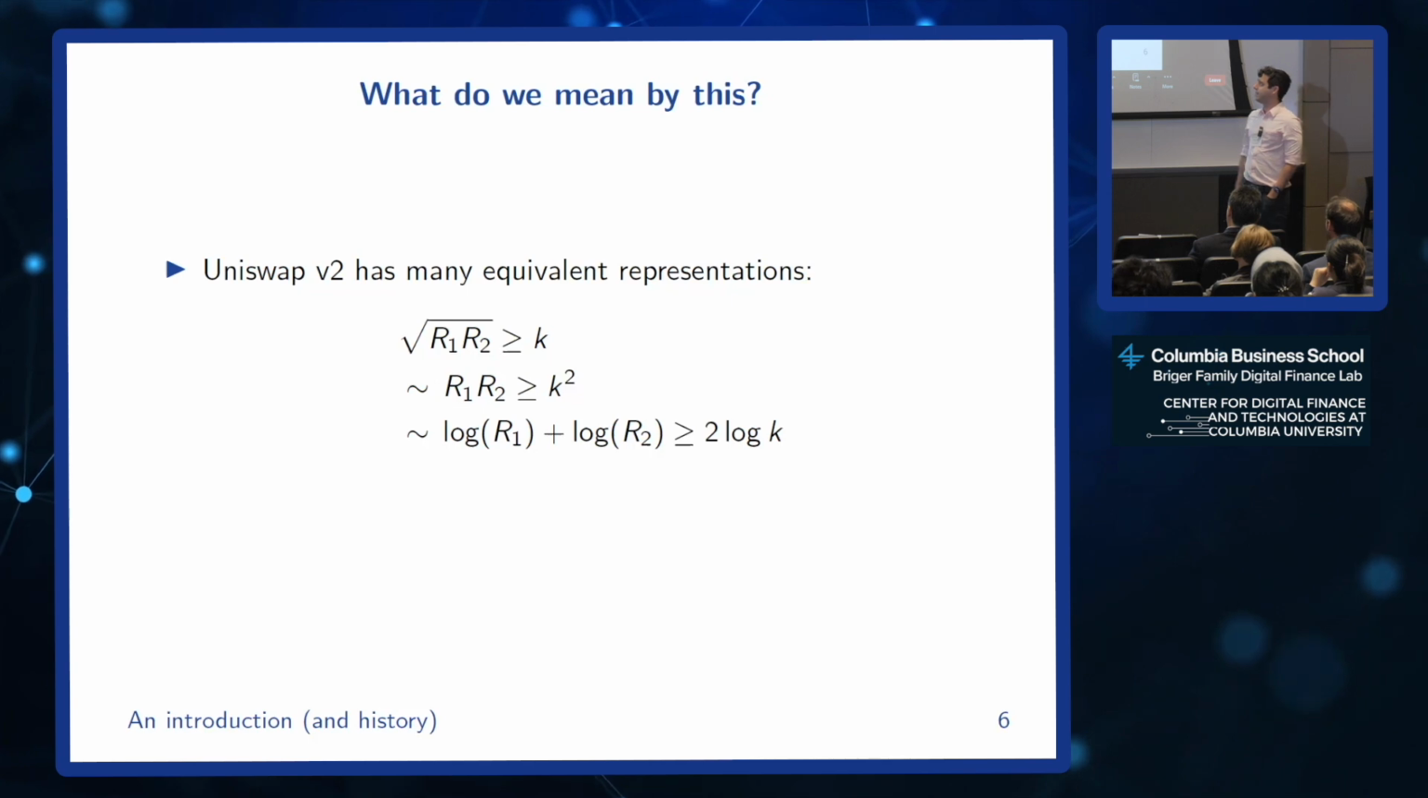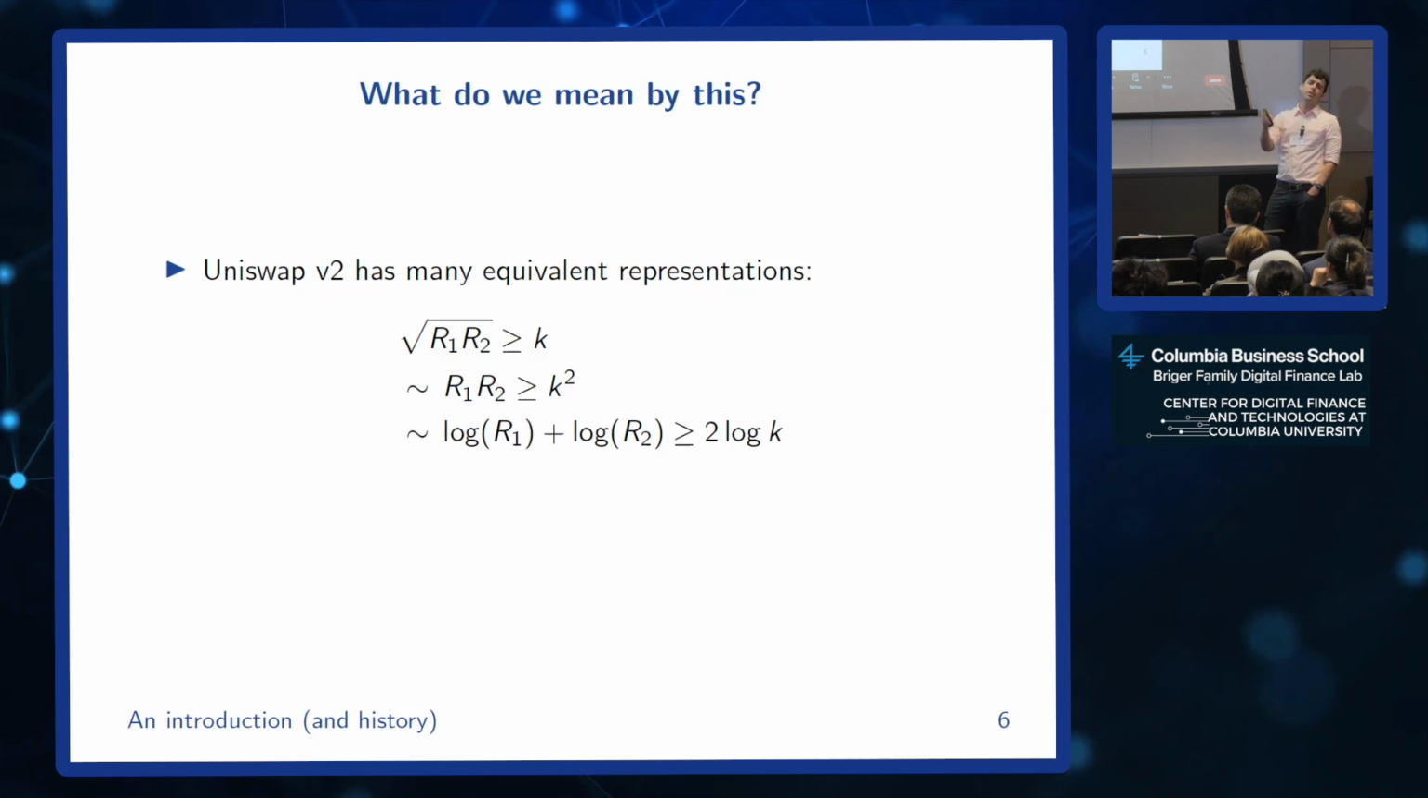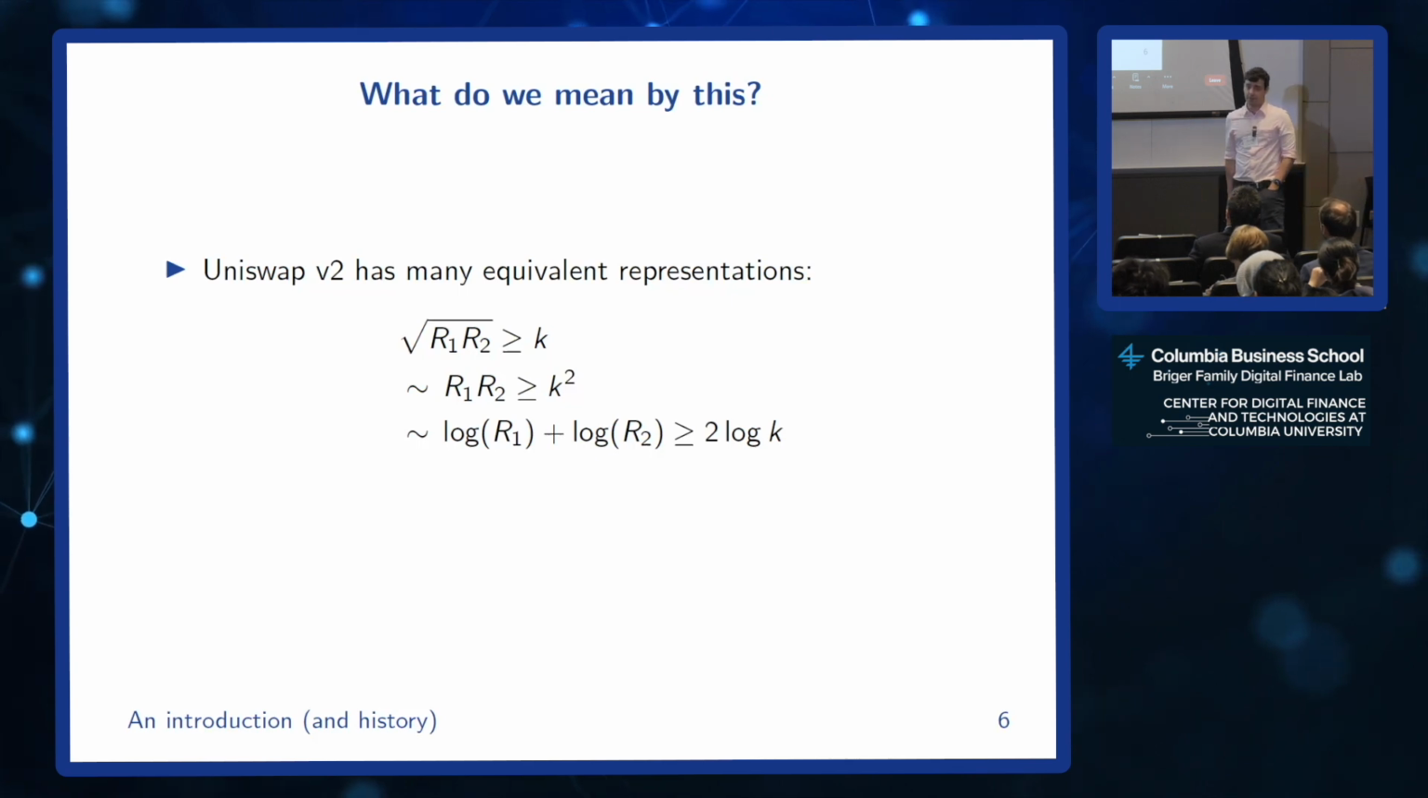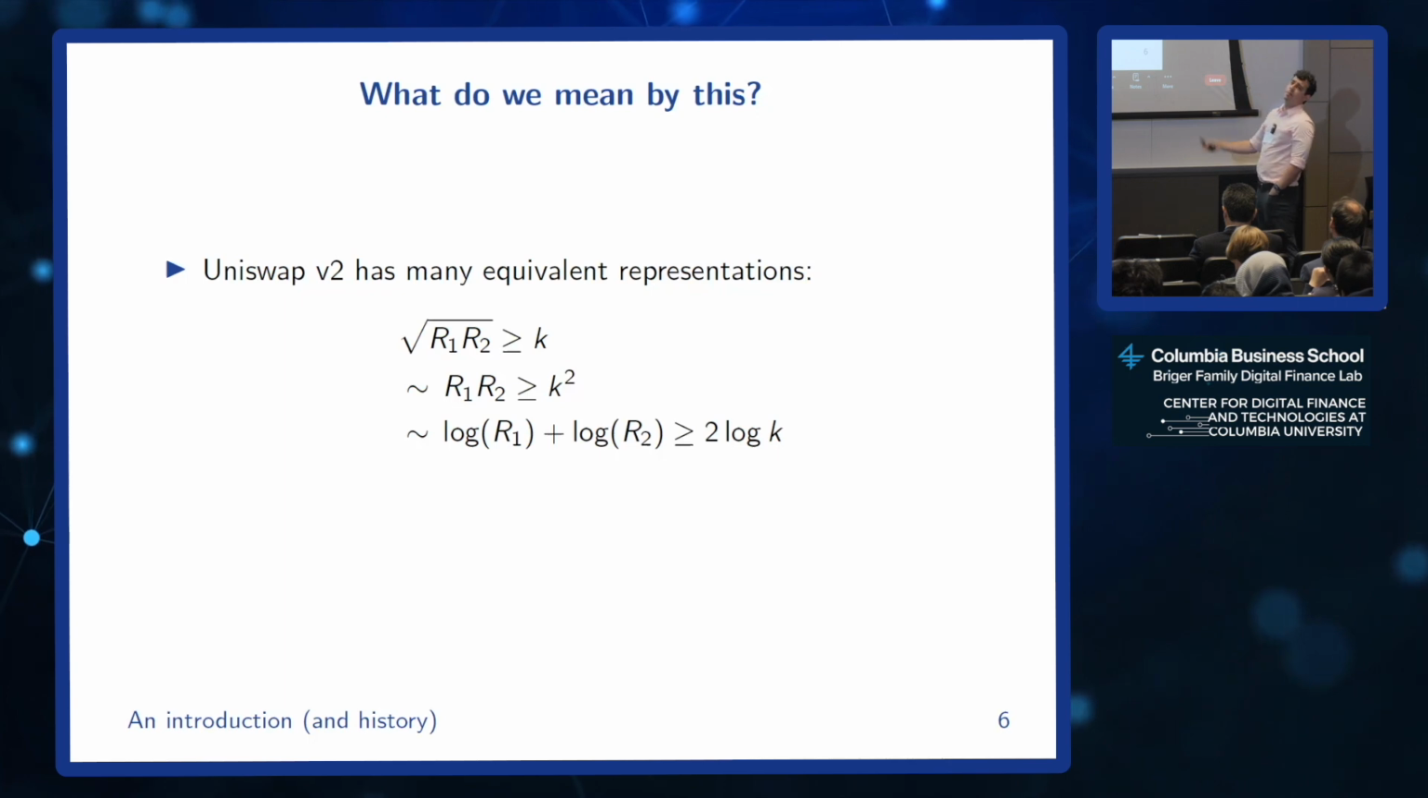Right, Uniswap has a one-homogeneous, concave, non-decreasing representation, which is the square root of R1 times R2, where these are the reserves. I'm not introducing any of this stuff because I assume approximately 99.9% of the audience knows this. So one representation is this. Of course, you could square both sides because both sides are non-negative, and certainly that's also equivalent to the second line.